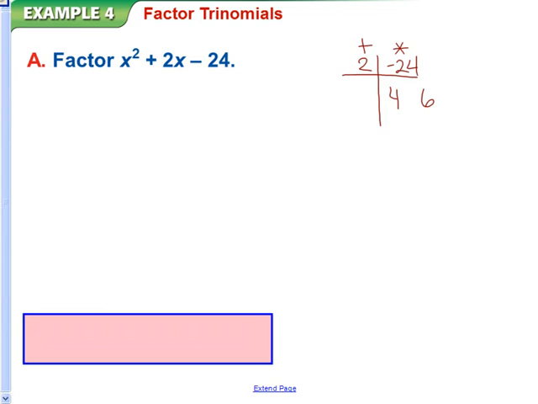They will work if we make one of them negative. So we want to make 4 negative, so that negative 4 plus 6 makes 2. And so we factor this by saying x minus 4 and x plus 6.